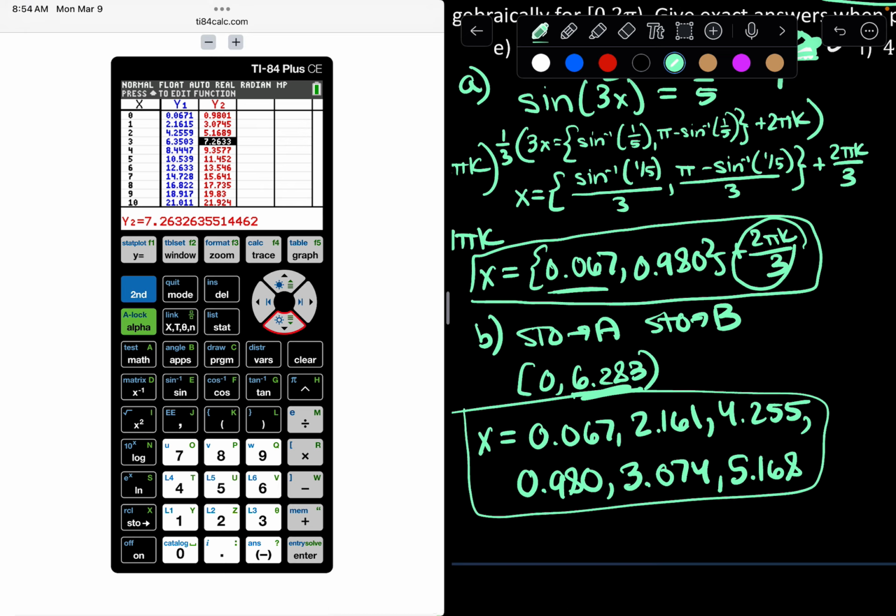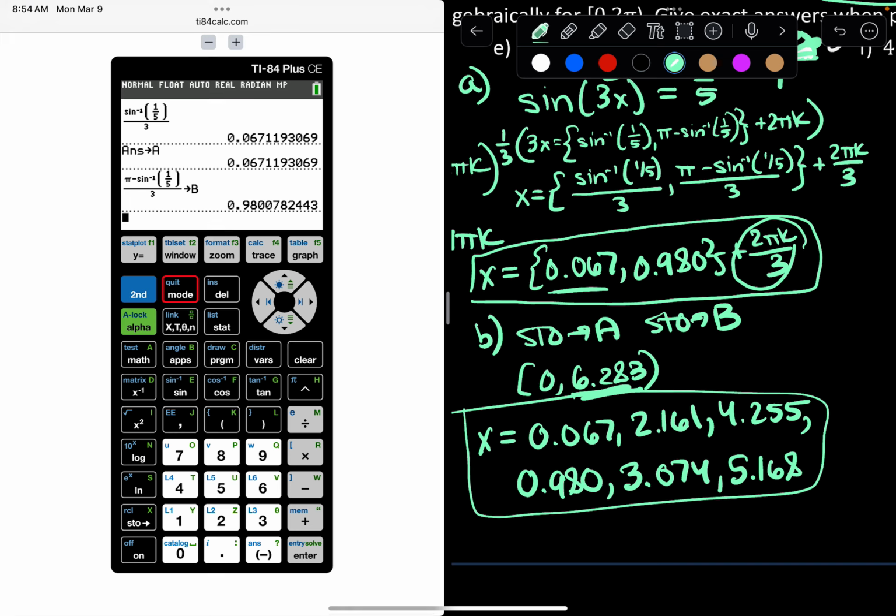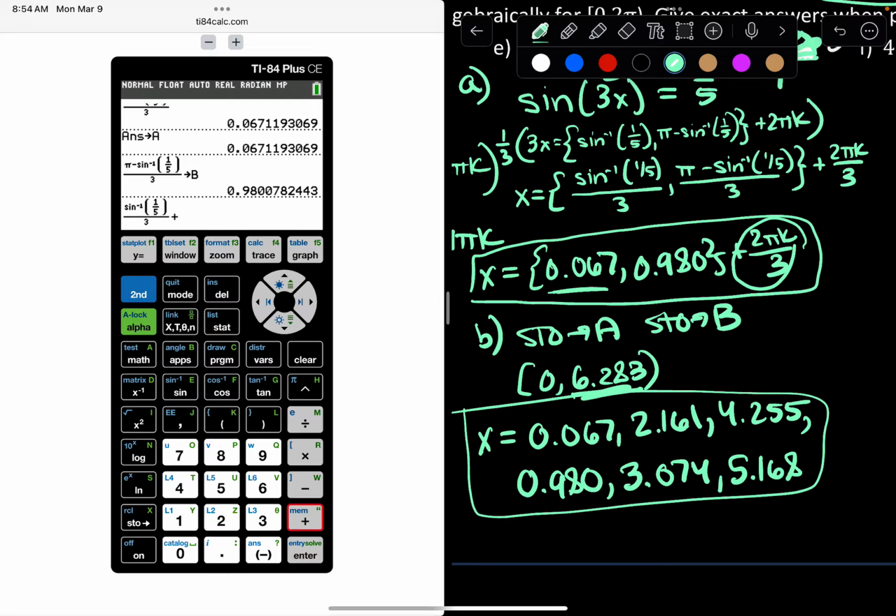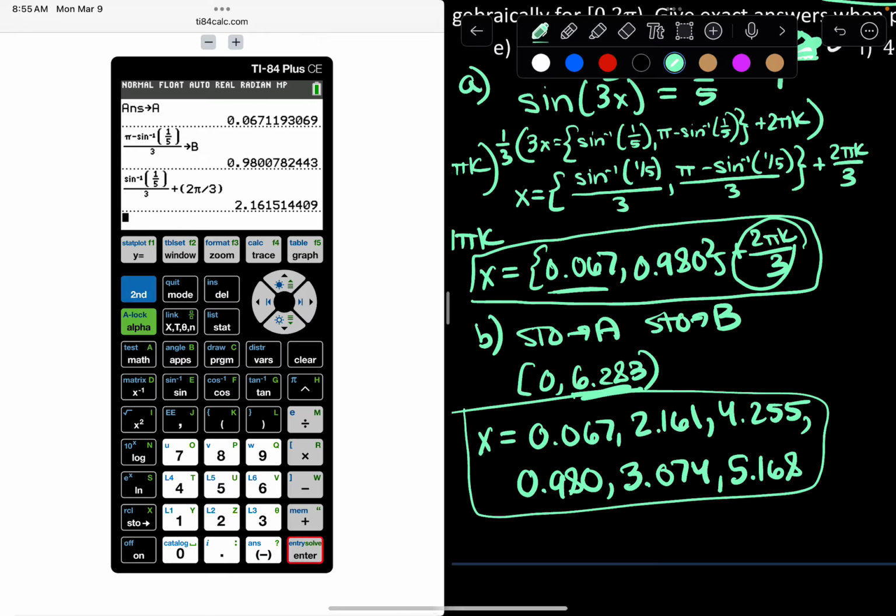If you're like, I'm not going to remember how to do this, then just go back to the original screen, find your 0.6 or 0.067, and then from there, you can add 2π/3. And then you'll get that second value. And then you can do it again, add 2π/3, and so on and so forth. Just remember that you cannot go above 6.283, okay?